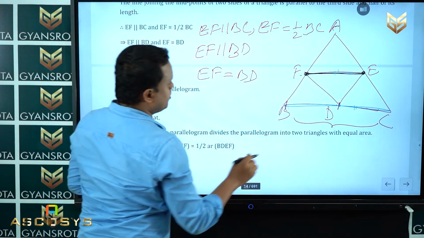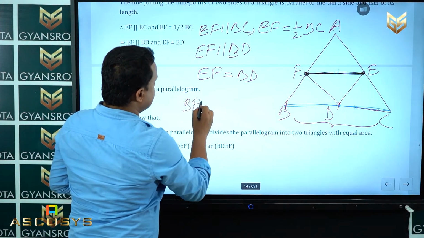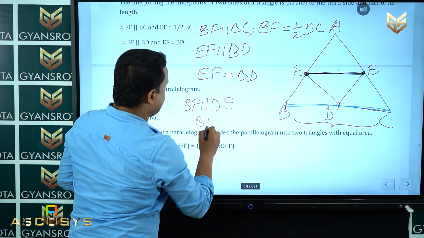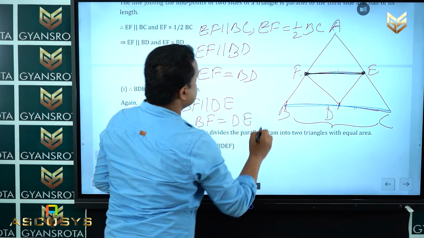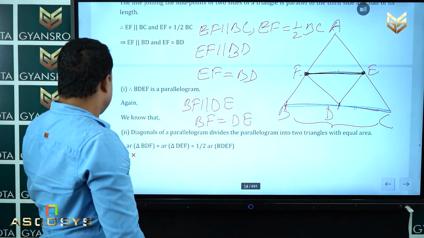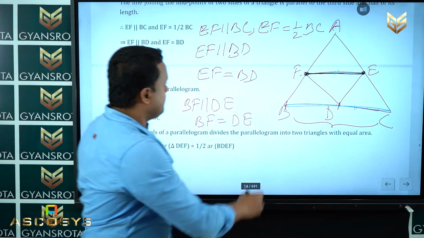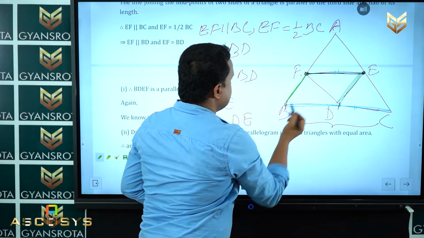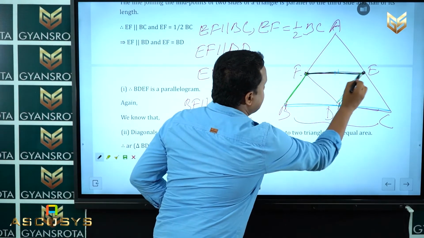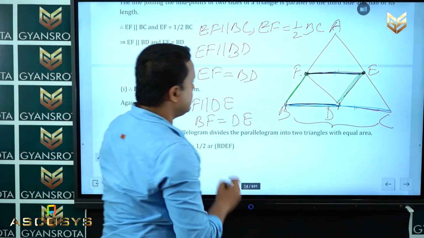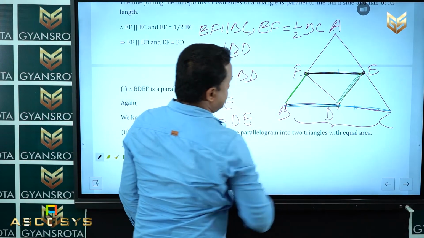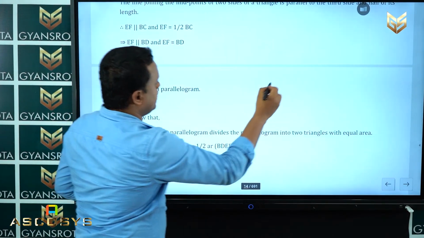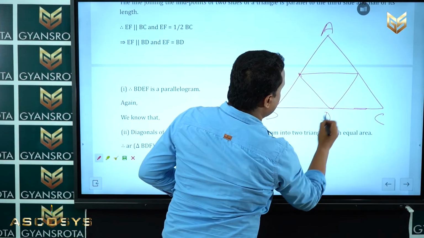Similarly, we can show that BF is parallel to DE and BF equals DE. So, this line is equal to this line and they are parallel. Here we have shown that these two pairs of lines are equal and parallel. Therefore, BDEF is a parallelogram. That is the third part we have already proved.